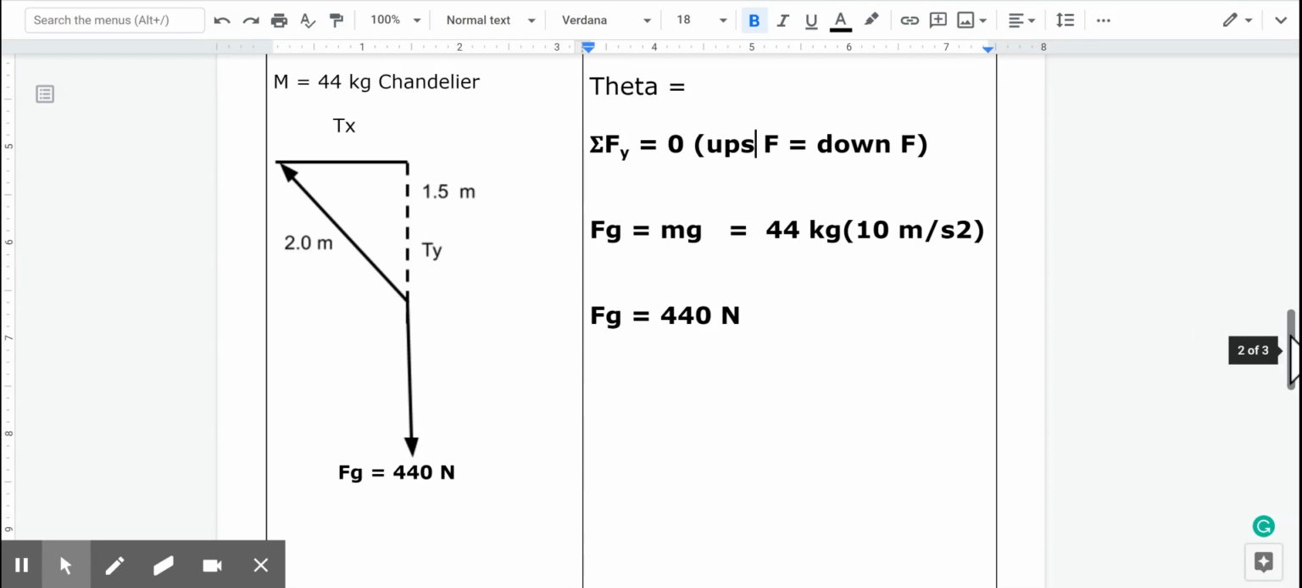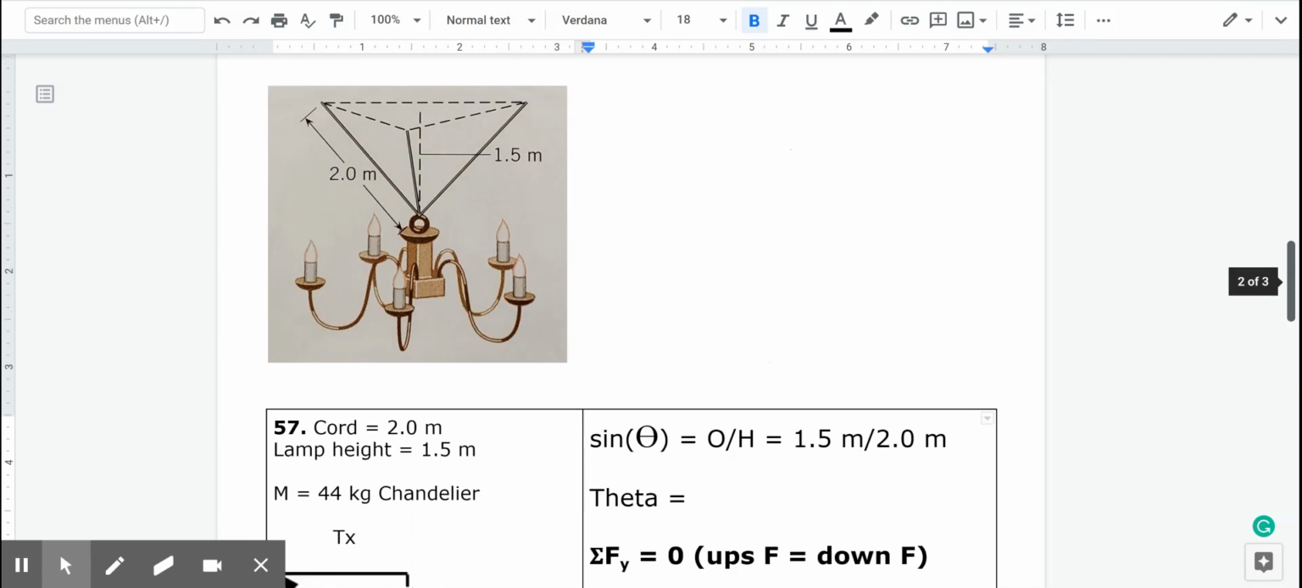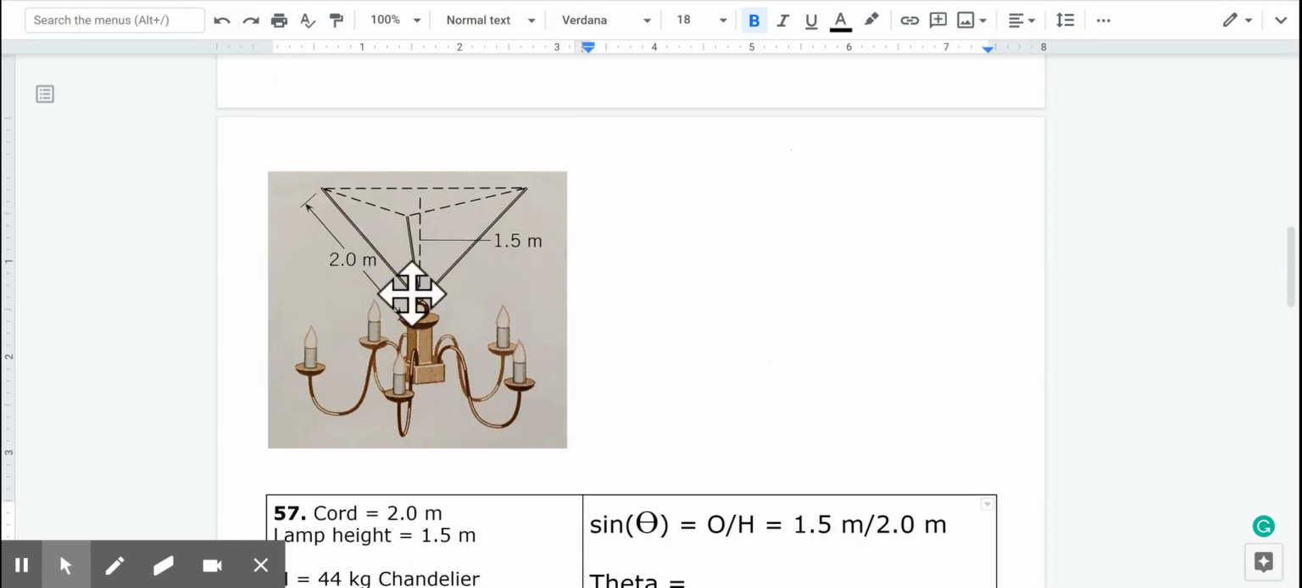All these tensions are equal. Let's go back. Why are all the tensions equal? Because we're in a state of equilibrium and all these angles are equal. If the angles are equal, the tensions are equal in a state of equilibrium.